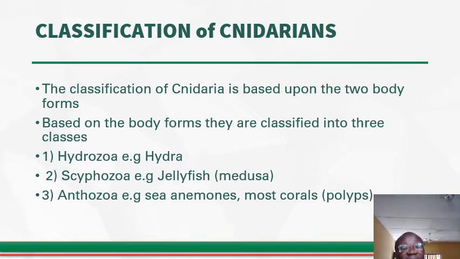The three classes are the Hydrozoa, where the Hydra belongs. We have the Scyphozoa, and that is the group of jellyfish. And then we have the Anthozoa, and these Anthozoa include the sea anemones. Then most of the corals or polyps are members of this Anthozoa.